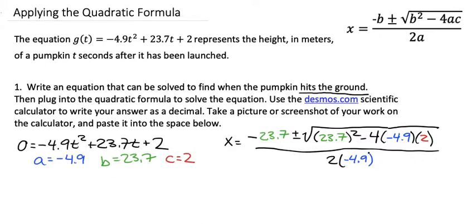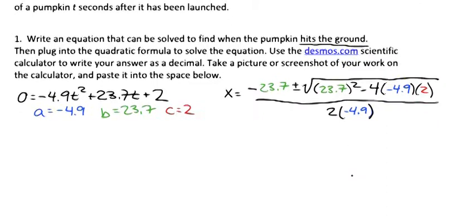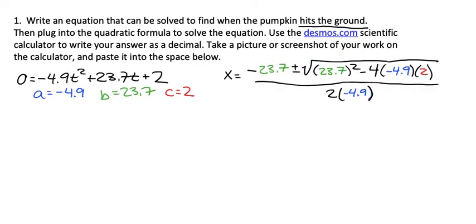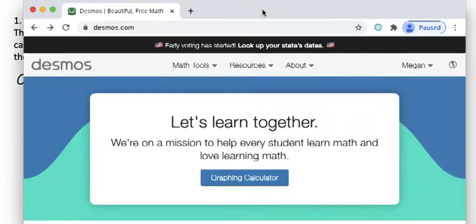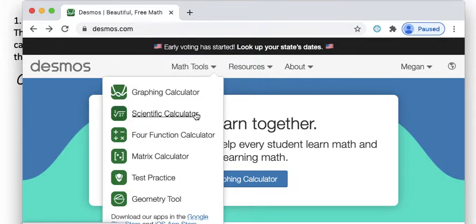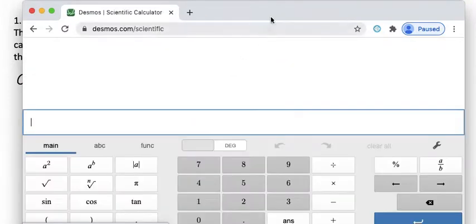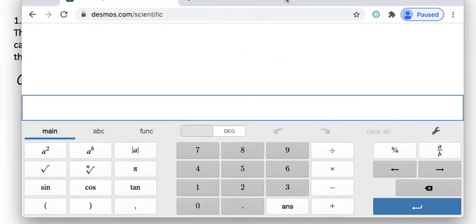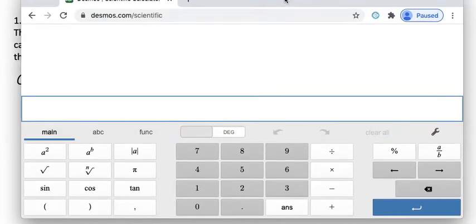Now, instead of going through the steps to simplify this ourselves, we're going to use Decimals.com and the scientific calculator there to get our answer as a decimal. So I'm going to bring up Decimals.com. Previously, we've always been going to the graphing calculator when we've been using decimals, but this time we're going to go to Math Tools and go to the scientific calculator. And this is what the scientific calculator looks like. It's a pretty great calculator.